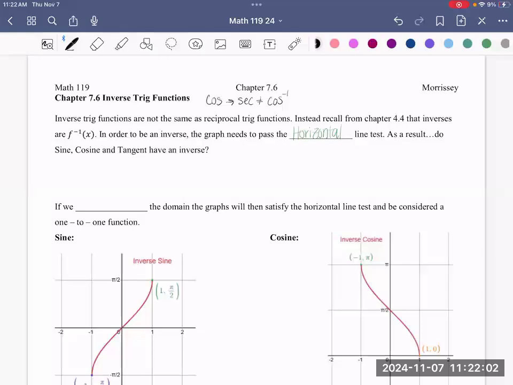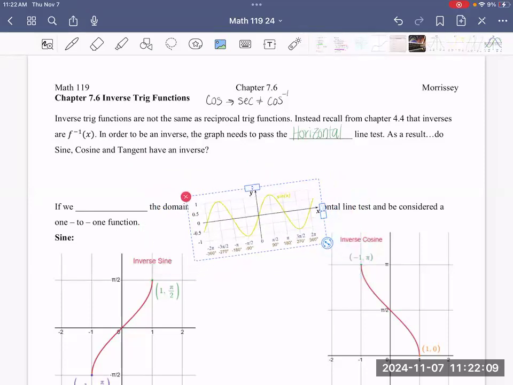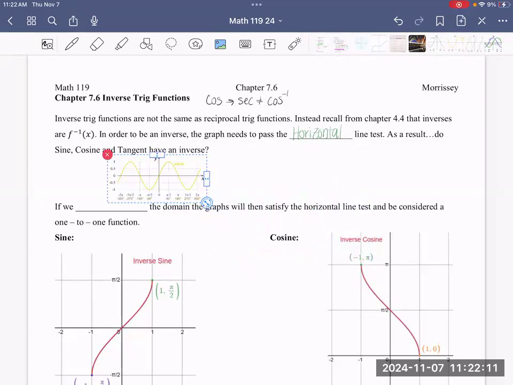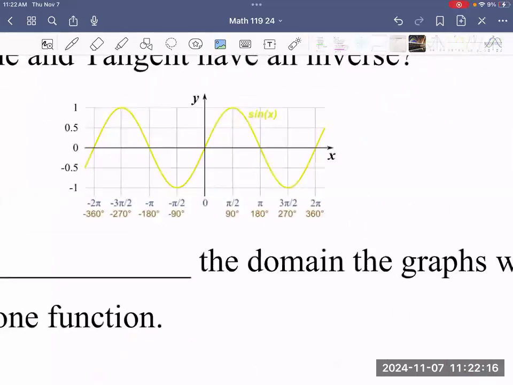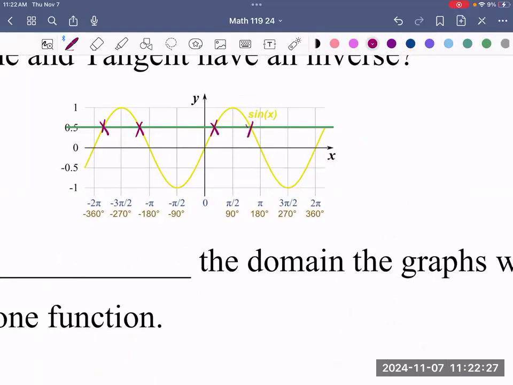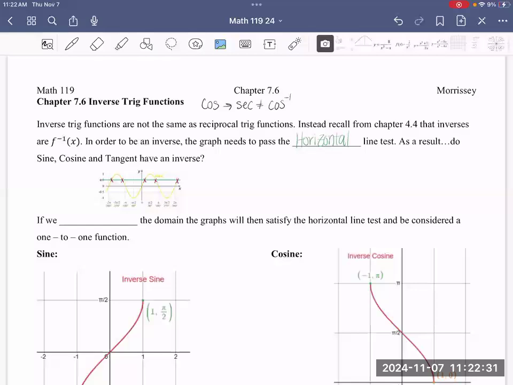If I quickly get my sine, cosine, tangent graphs, here's my sine graph, which I'll quickly put up here. Let's draw a horizontal line anywhere on here. Does that pass my horizontal line test? No, it does not pass. I hit my horizontal line many, many times. Sine does not have a natural inverse.